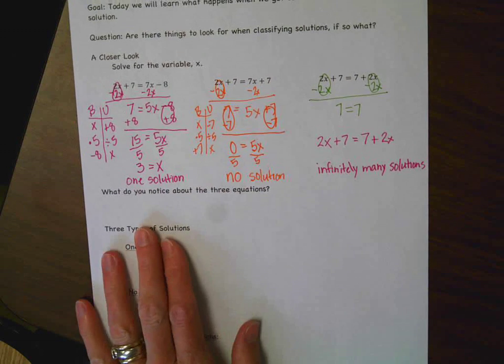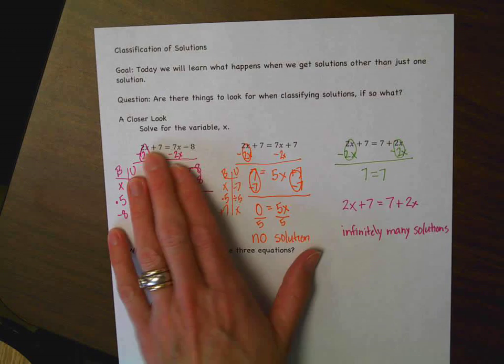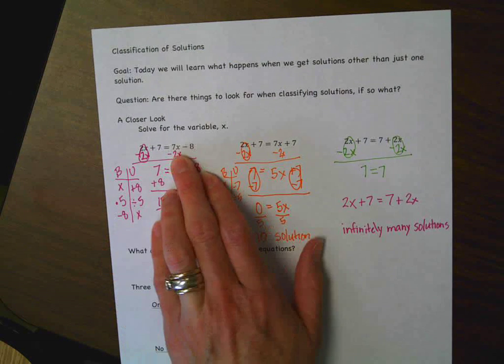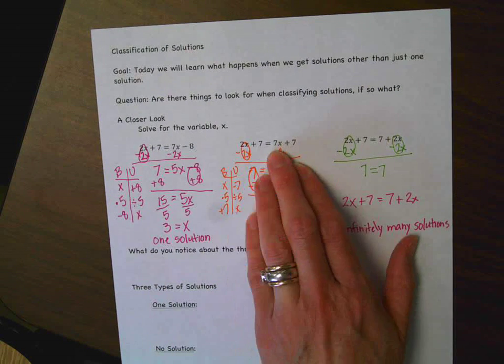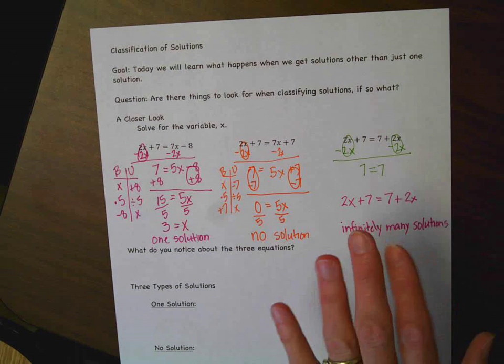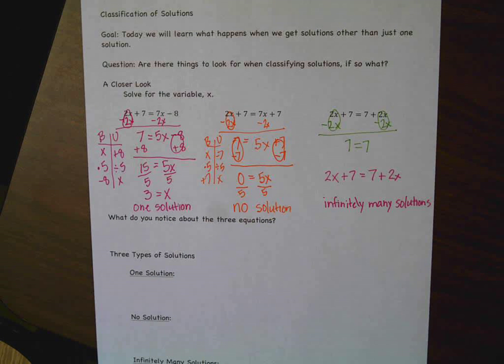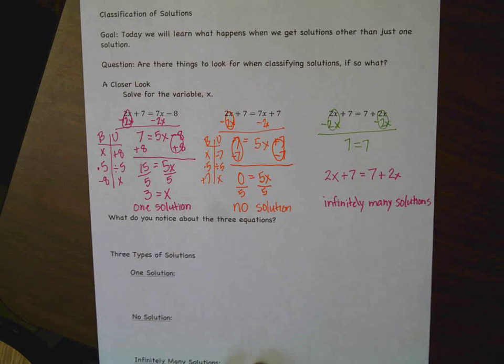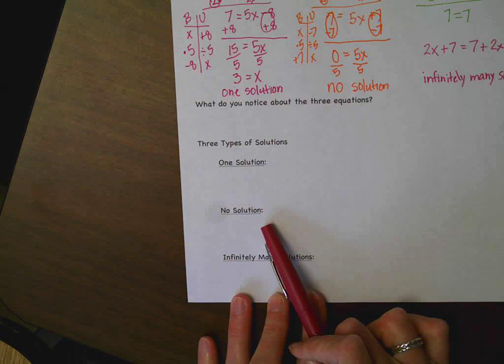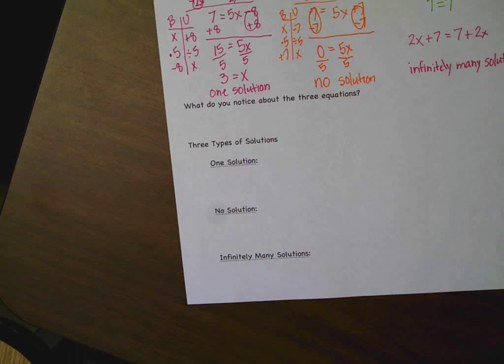Okay? So basically what we're learning is these 3 equations, you saw it, they're all different. 2x plus 7 equals 7x minus 8. 2x plus 7 equals 7x plus 7. 2x plus 7 equals 7 plus 2x. They're all different equations, and they all come up with different types of answers. So this whole lesson is about the 3 different types of solutions that you can come up with. That's why it's called classifications of solutions. So the 3 types of solutions are 1 solution, no solution, and infinitely many solutions.